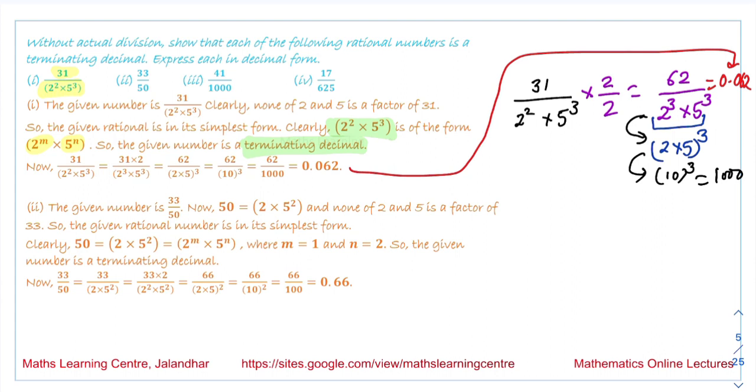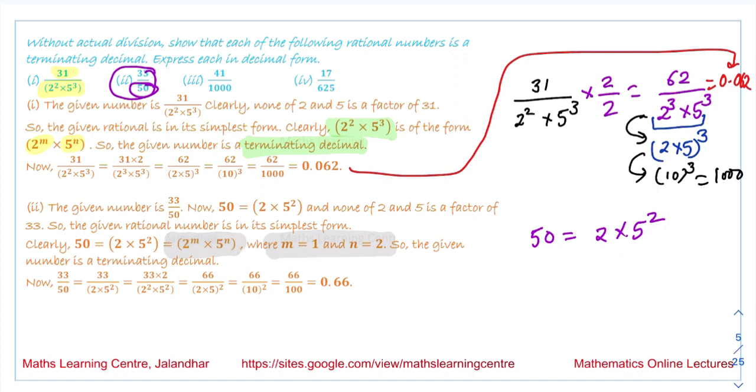Next is 33 over 50. So if we look at the denominator over here, the denominator is 50. That is equal to 2 into 5 square. So we get that the value of m and n over here is 1 and 2, and it is of the form 2 raised to the power m into 5 raised to the power n.